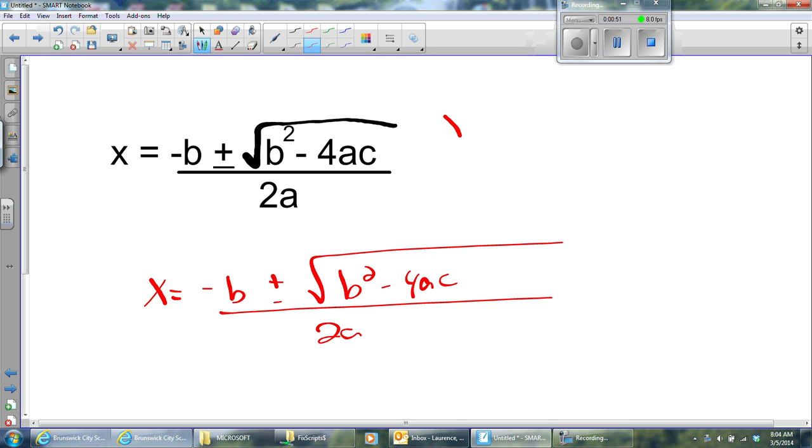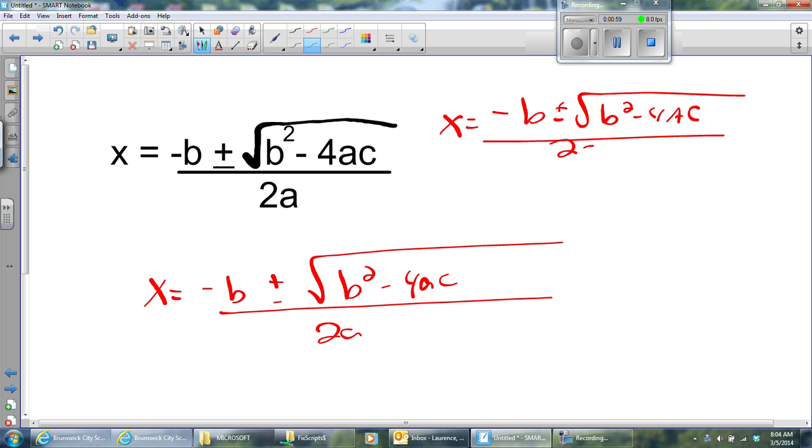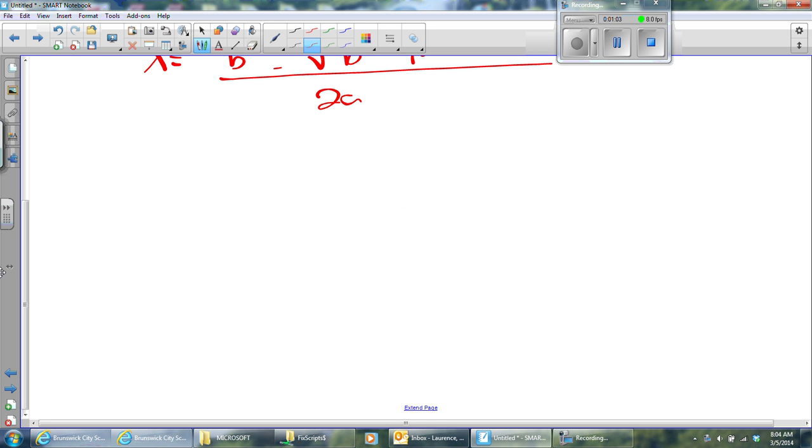One more time. X equals negative b plus or minus the square root of b squared minus 4ac all over 2a. If you get this down, what's that, Andrew? Sure, we can sing it one more time. Okay, here we go. You might want to try to write it as you sing it.